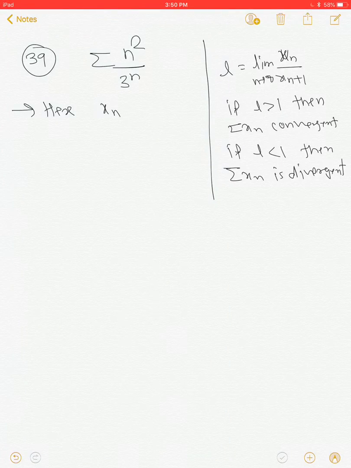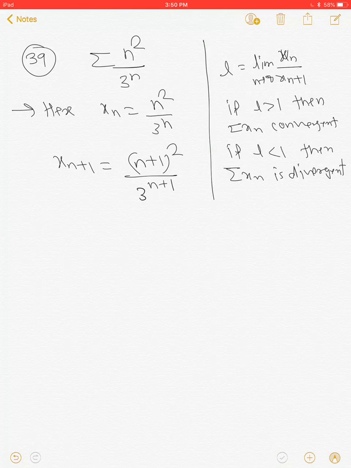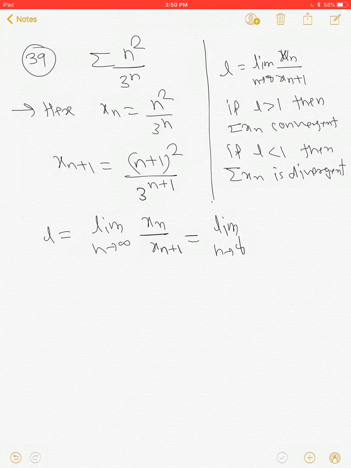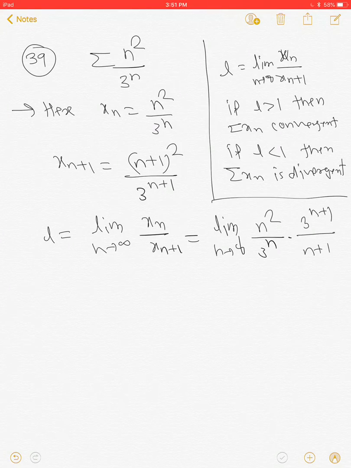Here the nth term is n square upon 3 raised to the n. The n plus 1th term becomes, if we replace n by n plus 1, n plus 1 square upon 3 raised to the n plus 1. So by the ratio test, take L equal to the limit as n tends to infinity of xn upon xn plus 1. So this becomes the limit as n tends to infinity of n square upon 3 raised to the n into 3 raised to the n plus 1 upon n plus 1 square. This is just a by b upon c by d is equal to ad upon bc.